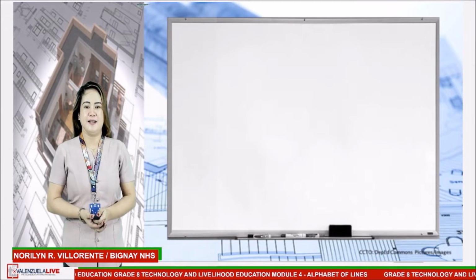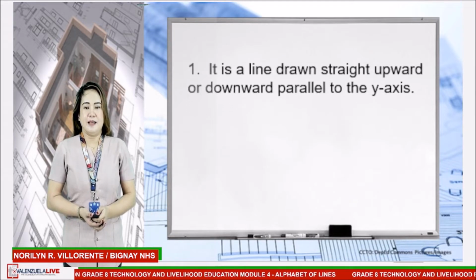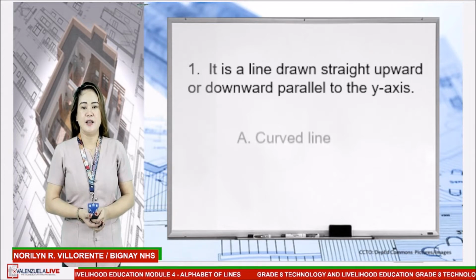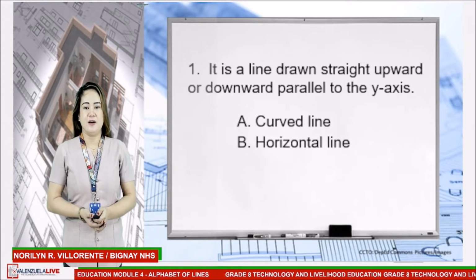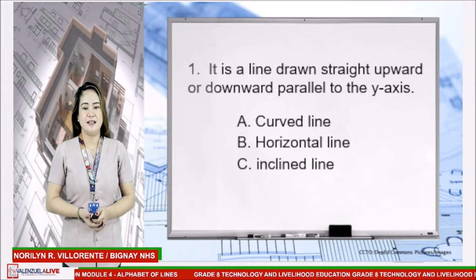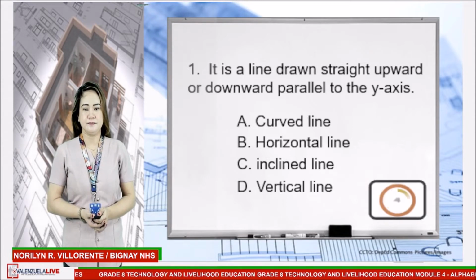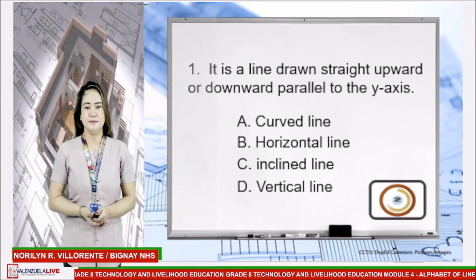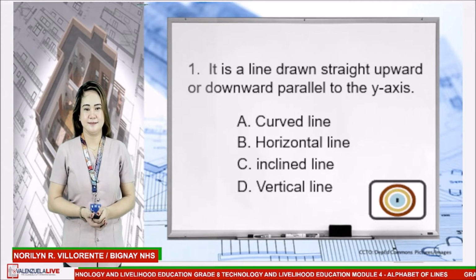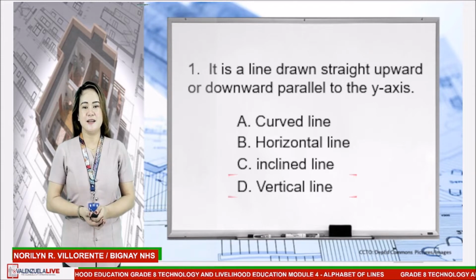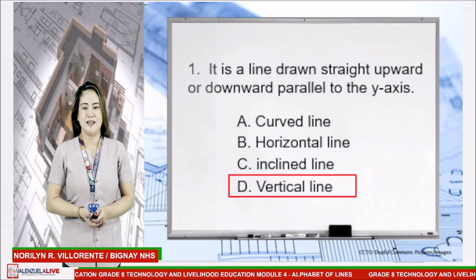Number 1. It is a line drawn straight upward or downward parallel to the y-axis. A. Curved line. B. Horizontal line. C. Inclined line. D. Vertical line. Your timer starts now. Time is up. The correct answer is letter D, vertical line. Nice answer.